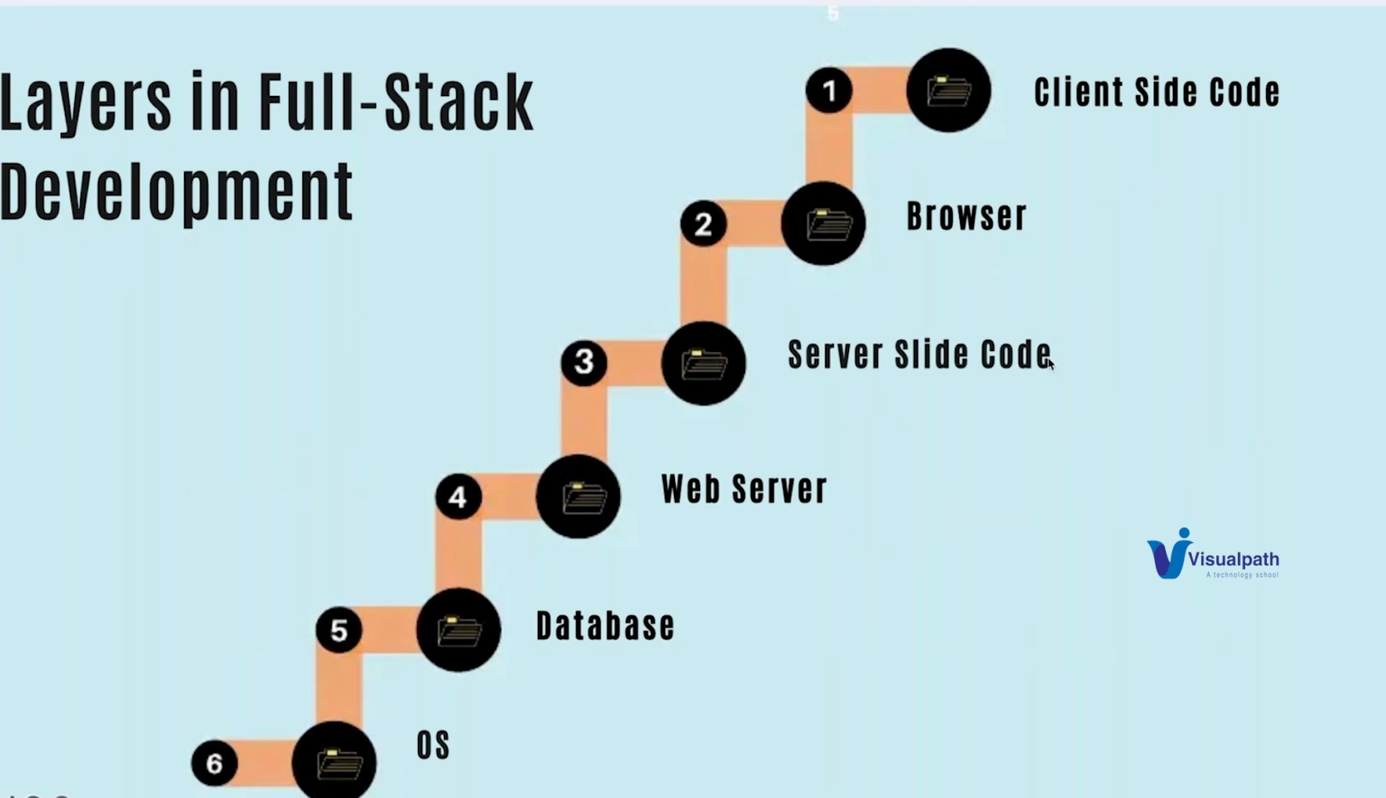But where is that server hosted? Somewhere it should be hosted, right? That will be hosted on the web server. This web server again needs to connect to something to fetch the data for the front end, right? That is your database. And finally, it is hosted on the operating system. For example, we have several operating systems like Windows, Linux, Ubuntu, CentOS. These are all different operating systems. So these are the different layers you will find in a full stack development program.